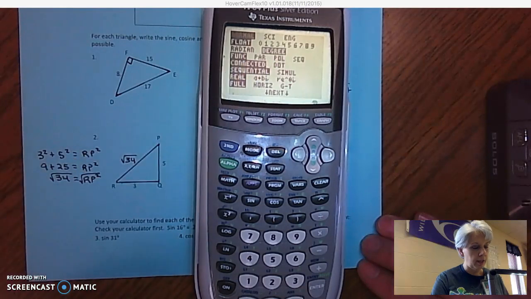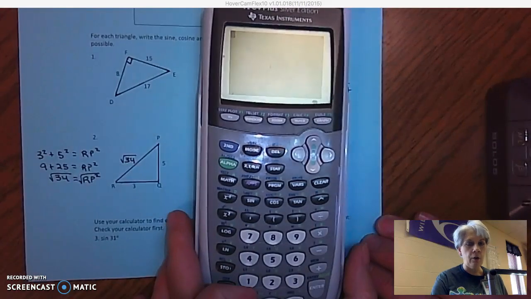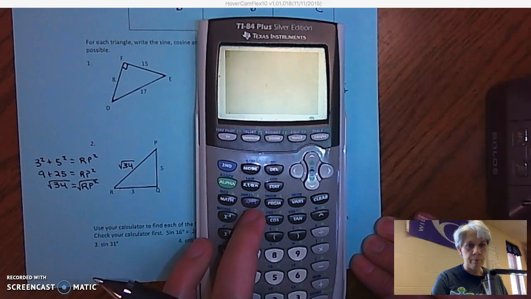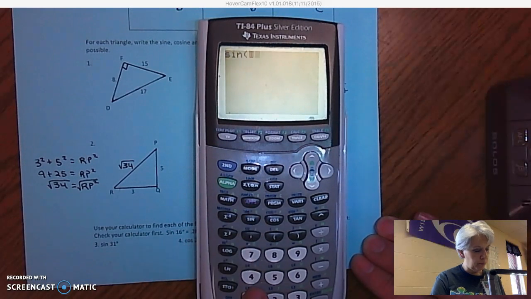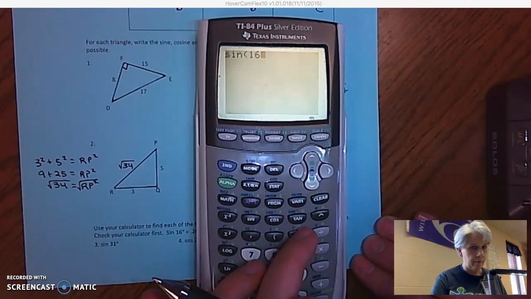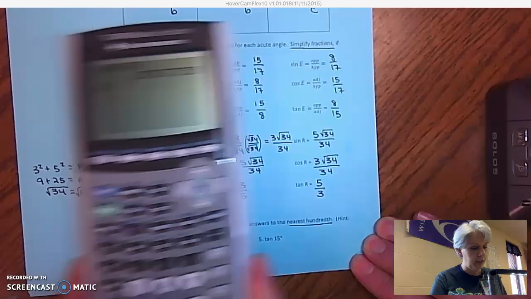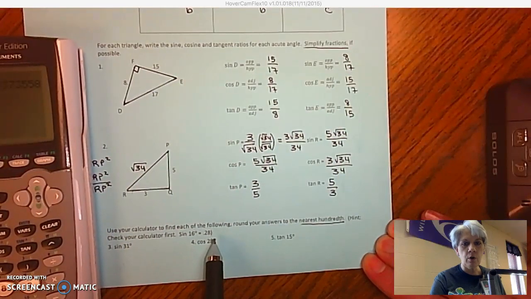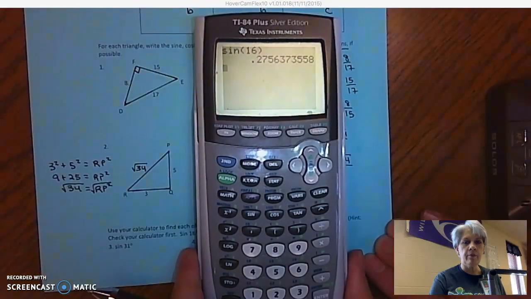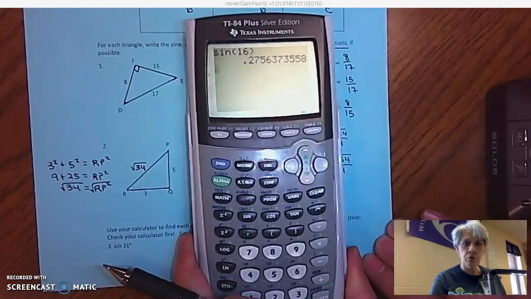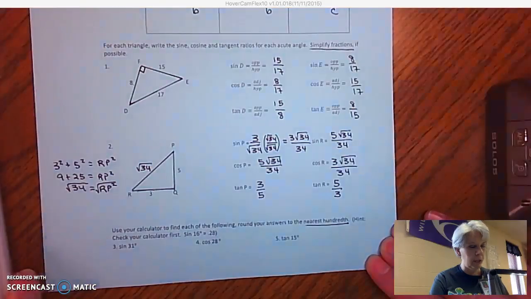That will be on a future lesson. Okay, so we just clear that out. So we can check and see by pressing the sine button and putting in 16. You don't have to put the parentheses, but I tend to do that. And see that it's 0.2756. Okay, and they show 0.28. And that would be because 0.275 would be rounded off to 0.28 or 28 hundredths.